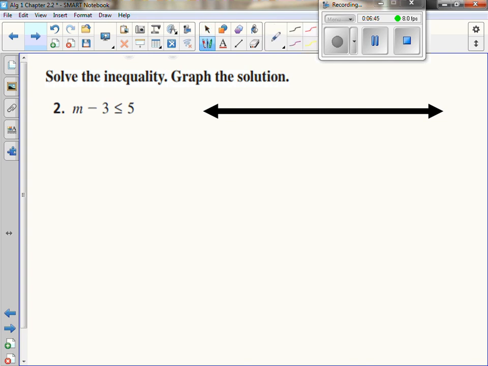m minus 3 is less than or equal to 5. So we want to get what? The value of m by itself. So what would we do to get the value of m by itself?